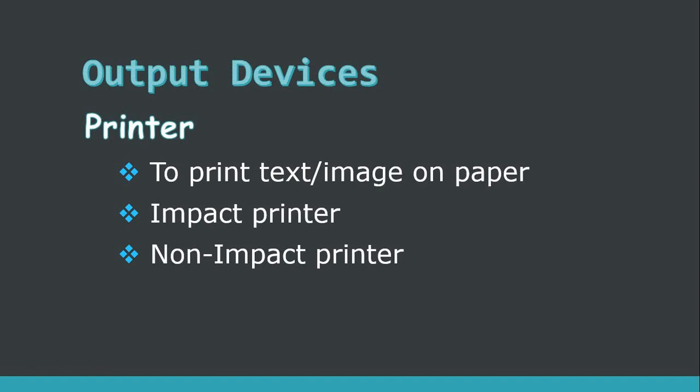A non-impact printer is a printing device in which the images are created without being struck onto the paper. There is very little noise when using a non-impact printer. These types of printers are faster than impact printers.